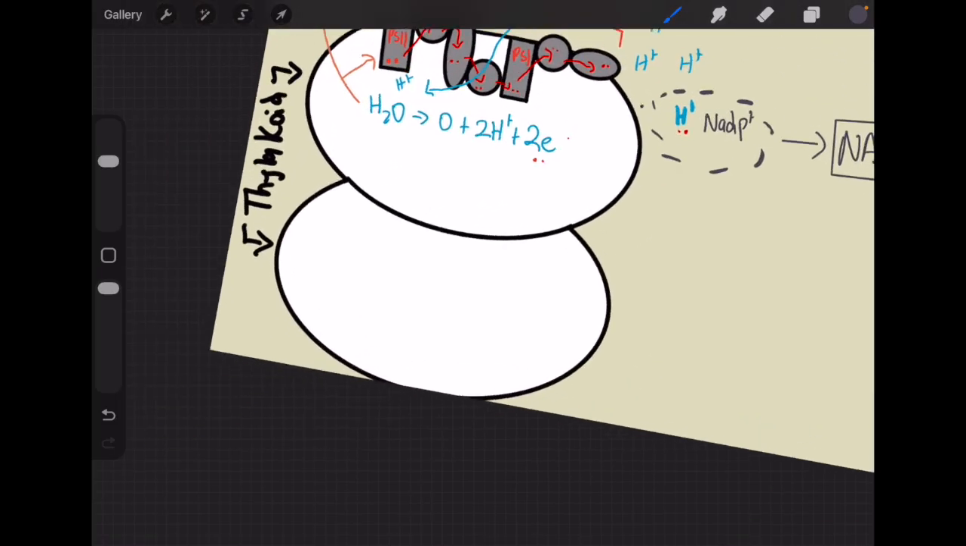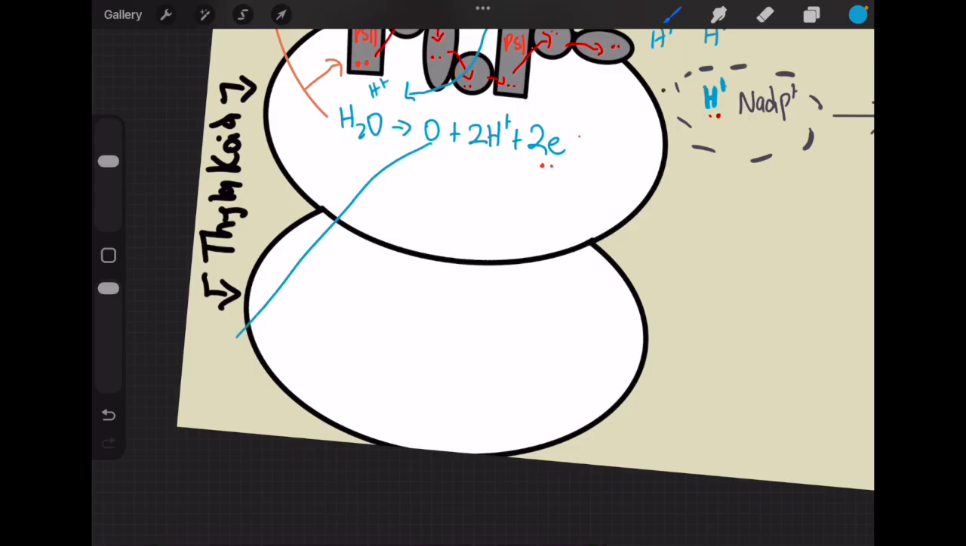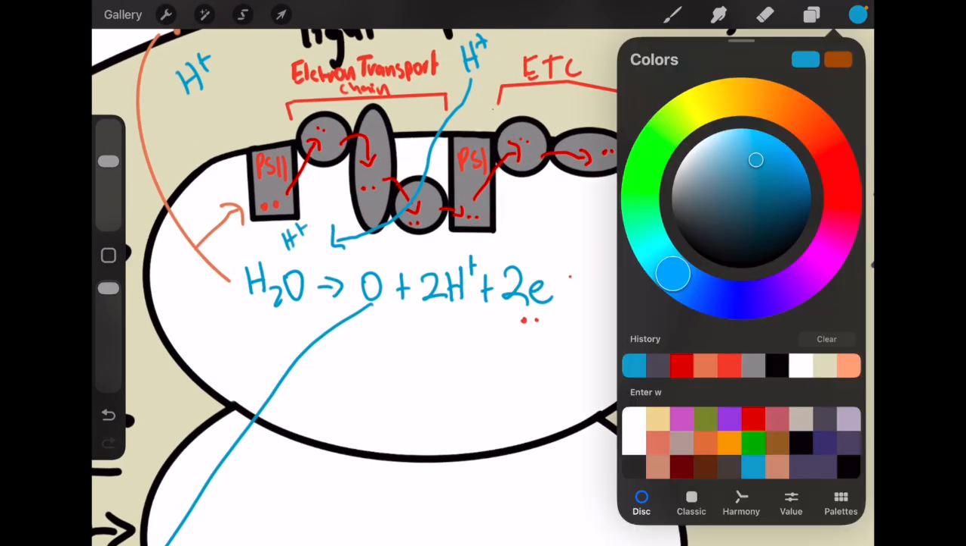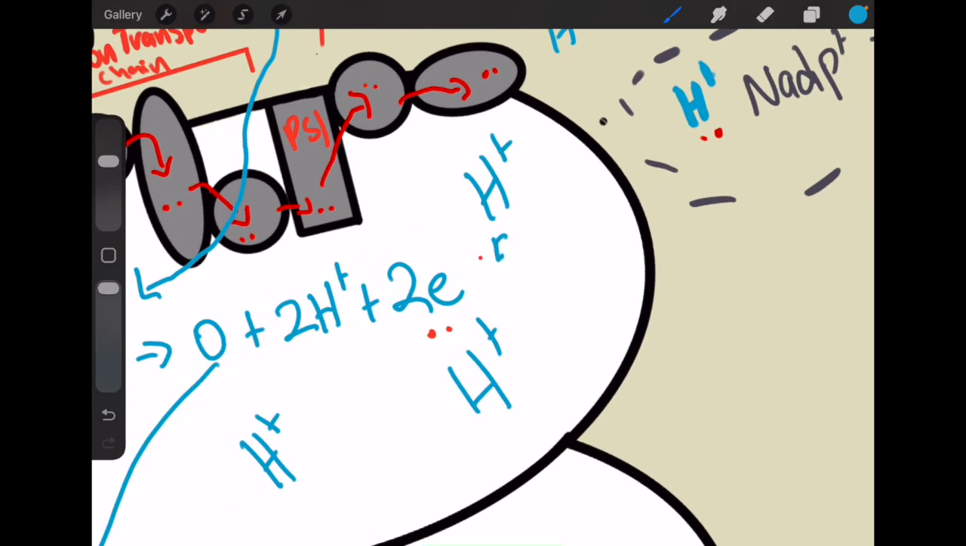Another thing is that this oxygen is a byproduct of this reaction, so we released it. And what happens due to the hydrogen, since we have hydrogen on the inside and hydrogen on the outside, is that we have this electrochemical gradient.